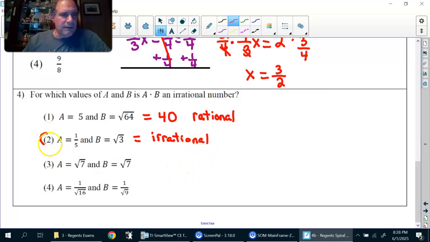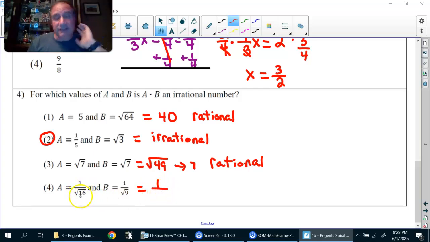All right, so an irrational number, it's 2. Square root of 7 times the square root of 7 is the square root of 49, which is 7. And that's rational. It's a perfect square. 1 times 1 on the top, if we were multiplying, this is 1. And this is 4. Square root of 16 is 4. Square root of 9 is 3. 4 times 3 is 12. And that is rational.